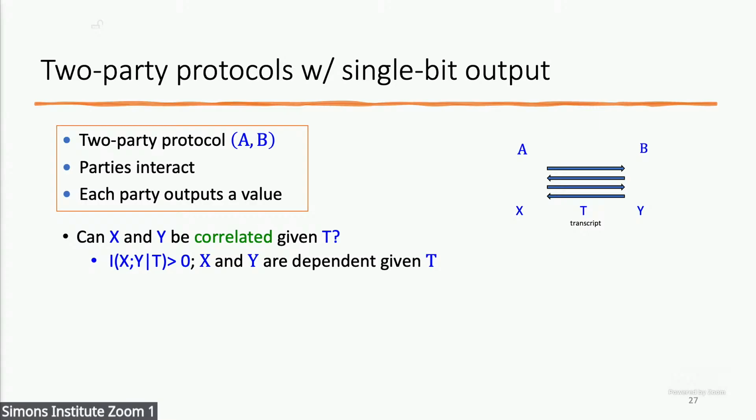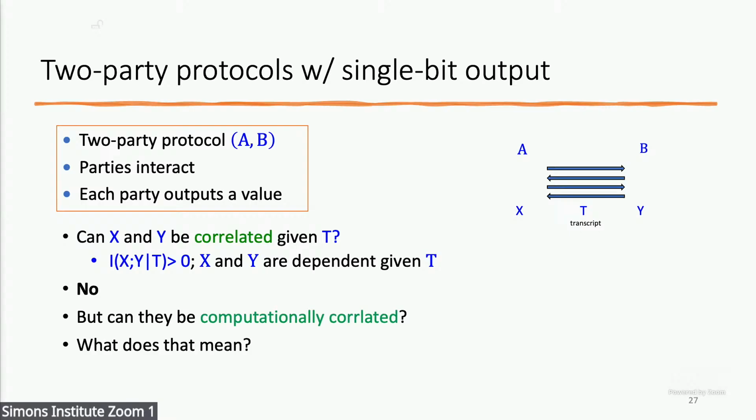It's an information theoretic question. What do you think? It's a basic result from communication complexity. No. Given the transcript, the views of the parties are always in a product distribution. So the mutual information of the views, including the outputs, is always 0 given the transcript. It's a basic fact about protocols. Okay, good. But can they be computationally correlated? So they cannot be correlated given T. Can they be computationally correlated? What does that even mean? This is the question I'm going to ask.